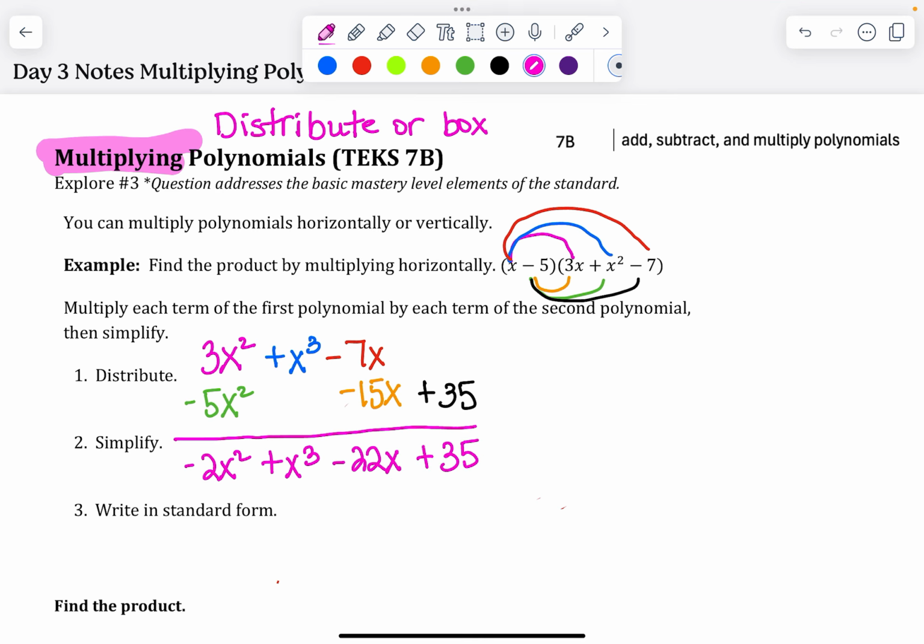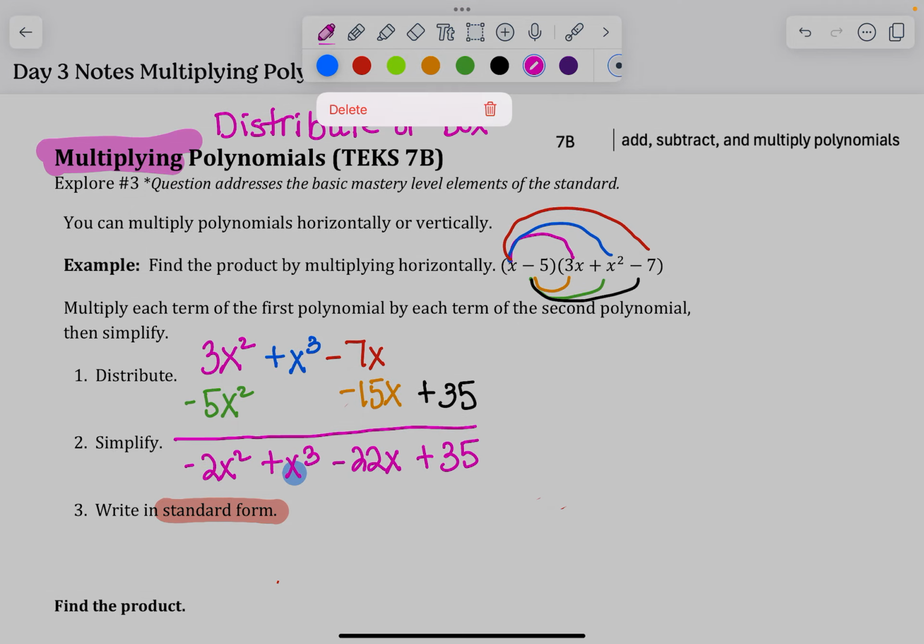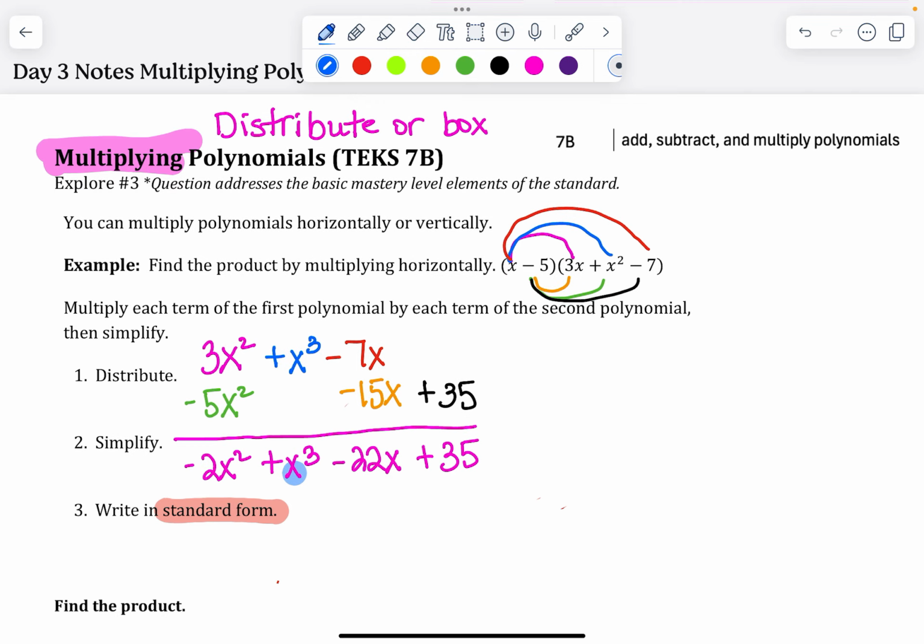Now remember, we did standard form the other day, and it's where you put them in order from your exponents. So I'm going to start with the biggest exponent, which is an x to the third. So that's going to go first. So I'm going to have x to the third first. And then the next one I'm going to do is the x squared.